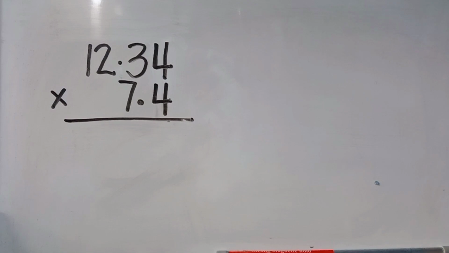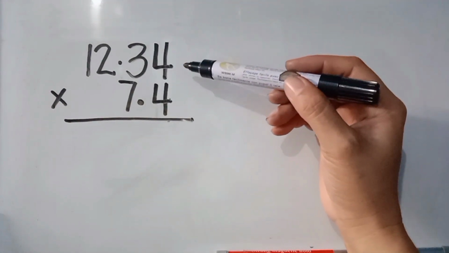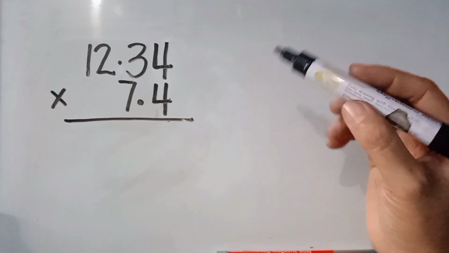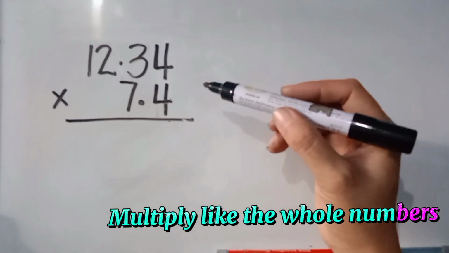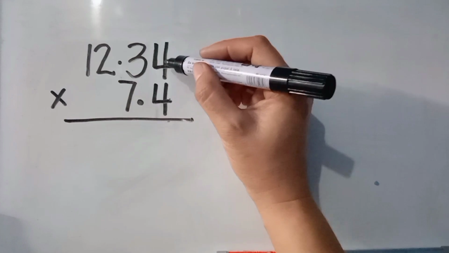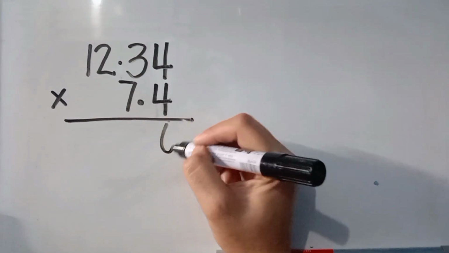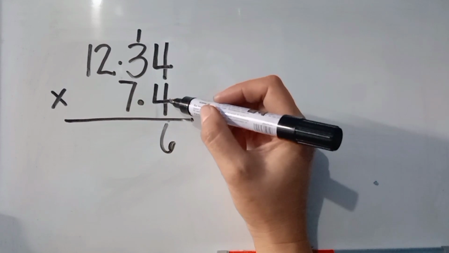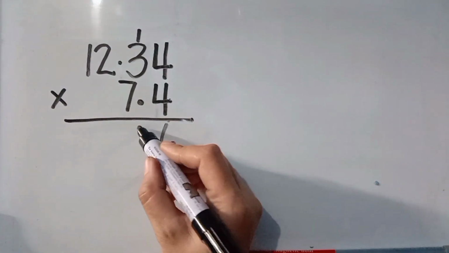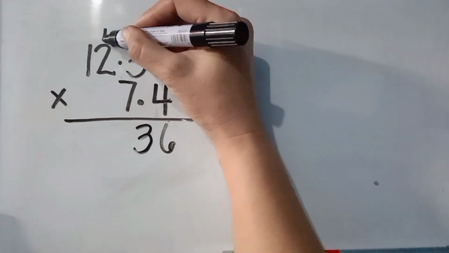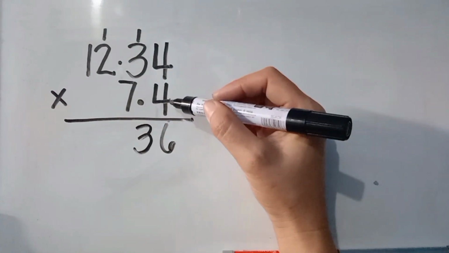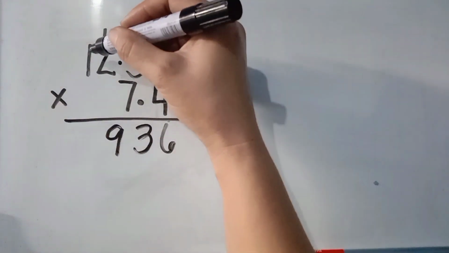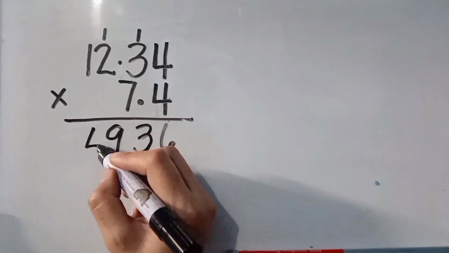Another example, 12 and 34 hundredths times 7 and 4 tenths. Okay, so again, we are just going to multiply like the whole numbers. 4 times 4, the answer is 16. Carry up 1. 3 times 4, the answer is 12. Plus 1, the answer is 13. Carry up 1. 2 times 4, the answer is 8. Plus 1, the answer is 9. Okay. 1 times 4, the answer is 4.